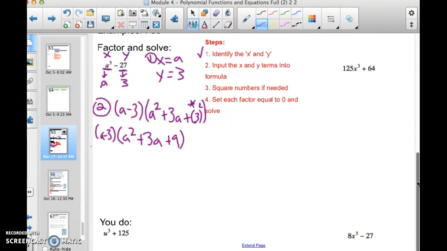That's what step 2 is. It's factoring by inputting them into the formula. So we have factored it to the point where step 3, square the numbers if needed, I did right there, so I'm technically done with step 3 as well. Now step 4 says set each factor equal to 0 and solve. In this case, this is a factor and this is a factor.